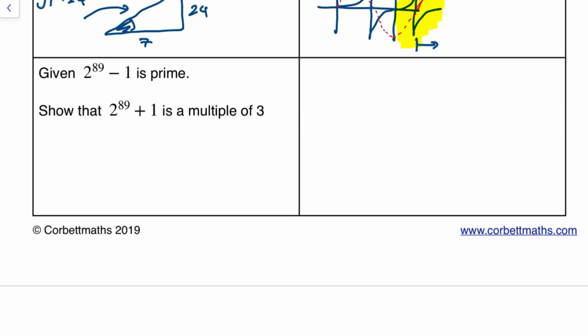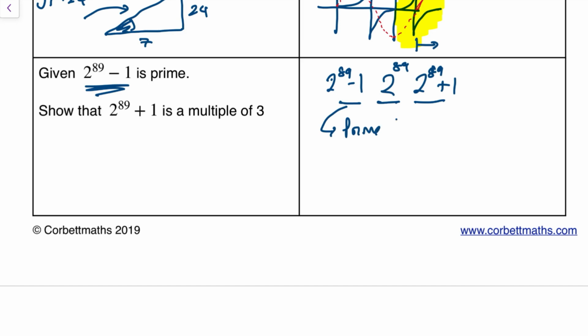Given that this is prime, show that this is a multiple of 3. I think I know what to do. Multiple of 3. 1, 2, 3 consecutive integers. It tells me this is prime. So this number here is 2 to the 89 minus 1. If I add 1, I get 2 to the 89. And if I add 1 again, I get 2 to the 89 plus 1 plus 1. So far, so good. Now you're going to make the argument. So again, the examiner is just looking for you to know what to say. You don't have to write an essay. So this is prime from question.